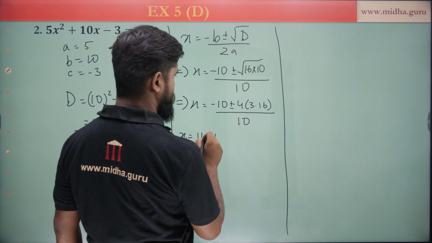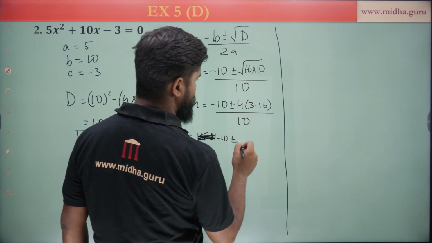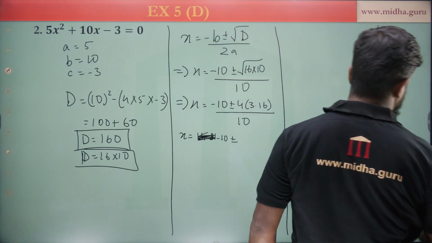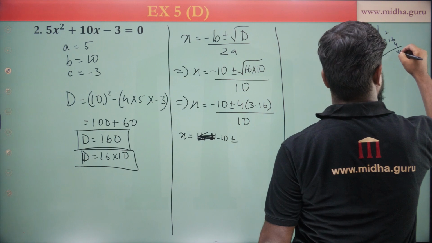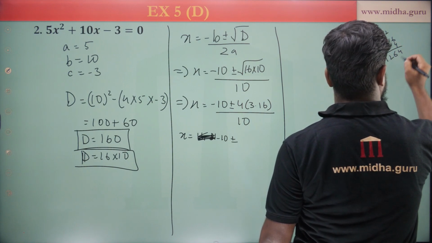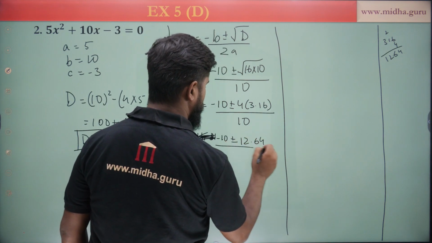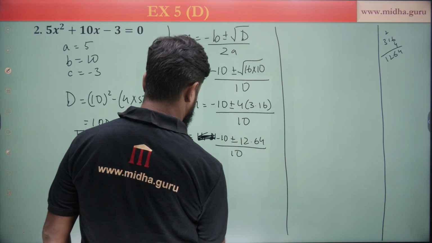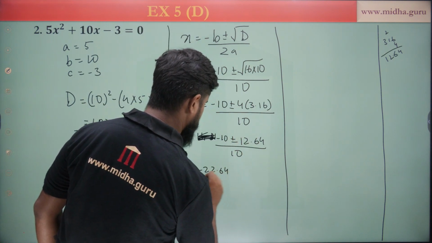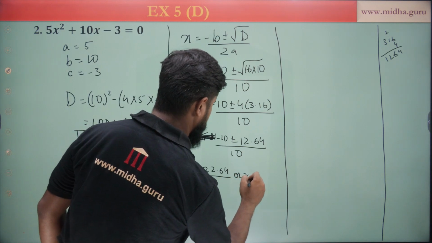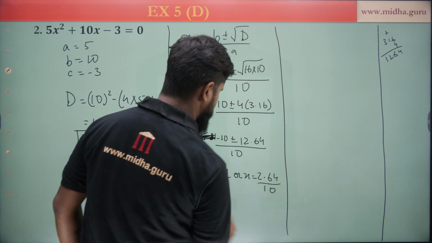So now x is equal to minus 10 plus or minus 3.16 into 4, which will be equal to 12.64 by 10. Now if we subtract, we will get minus 22.64 by 10. Or if we add it, we will get a positive 2.64 by 10.